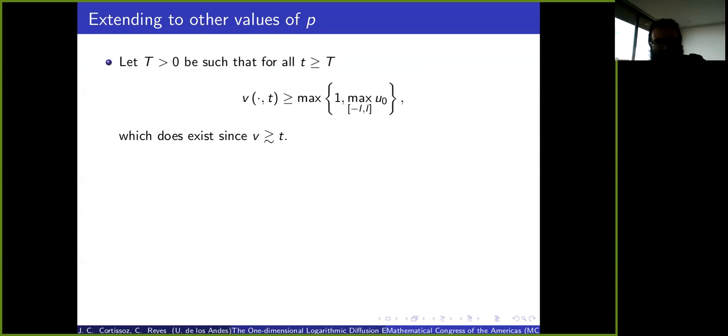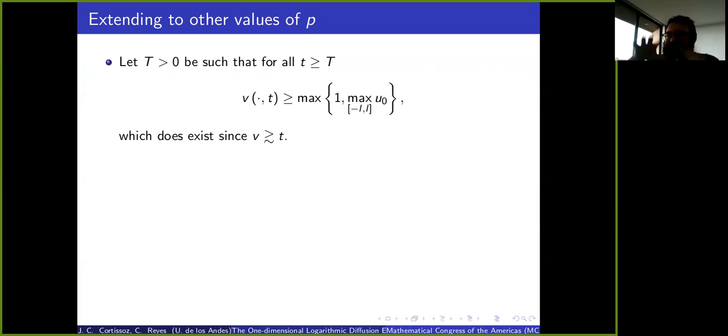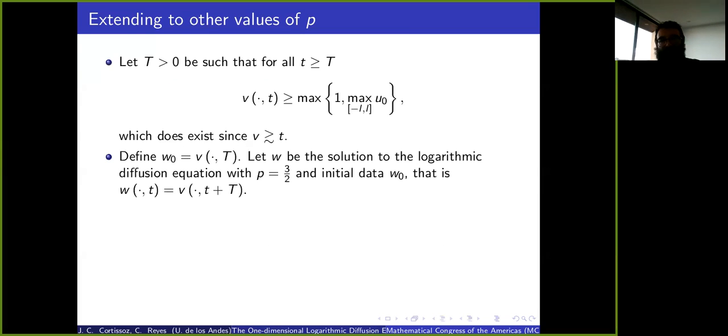And then this is a technicality. I'm going to compare u directly to v. What I need is, notice that v eventually is going to be larger than t because it blows up at that rate, the minimum blows up at that rate. So at some point v is going to be very large. At some point v is going to be larger than the maximum of one and the maximum of u naught. So I'm going to exchange v naught as the initial condition by v at time T, capital T. I'm going to wait until v is larger than the initial condition for u, and that's going to be my new initial condition for v. That's all. That's what I'm saying there.